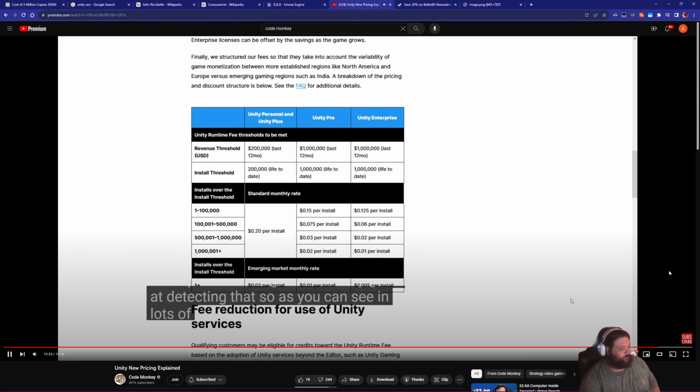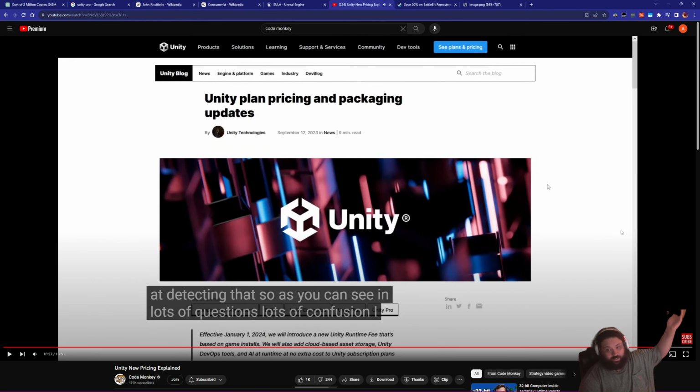So as you can see, lots of questions, lots of confusion. Again, he says it's very good at predicting that. They claim that it's very good at predicting that. I don't know. I haven't seen the code. I don't know how it works. And they hold the code. They hold the cards on that.